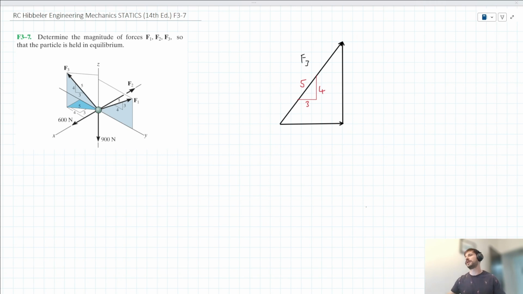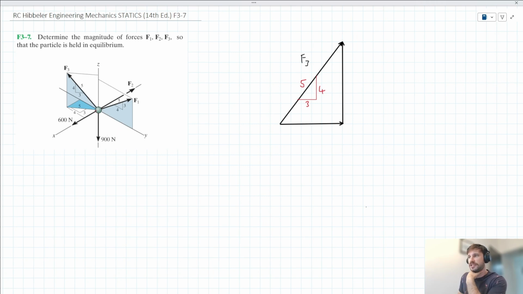So we have this problem from chapter 3 here, which is asking, determine the magnitude of forces F1, F2, F3, so that the particle is held in equilibrium. Now, what's interesting or maybe slightly new to you guys about this problem is that the diagram here is in 3D space, right? We have an X, Y, and we also have a Z now.